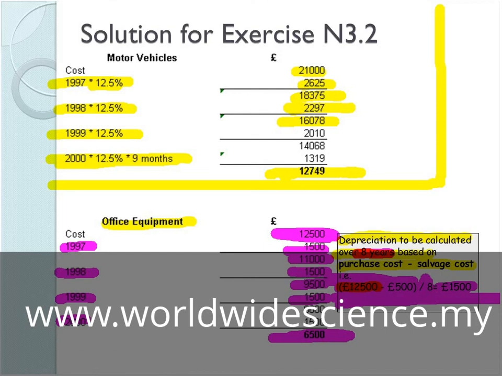So I think you are clear with the office equipment depreciation. We have looked at the two kinds of depreciation methods: the motor vehicles by the reducing balance method, and the office equipment which uses the straight line method, right? Any questions related to the homework assignments?